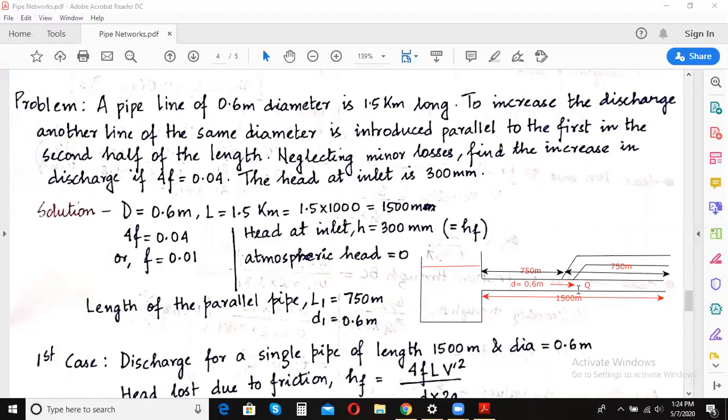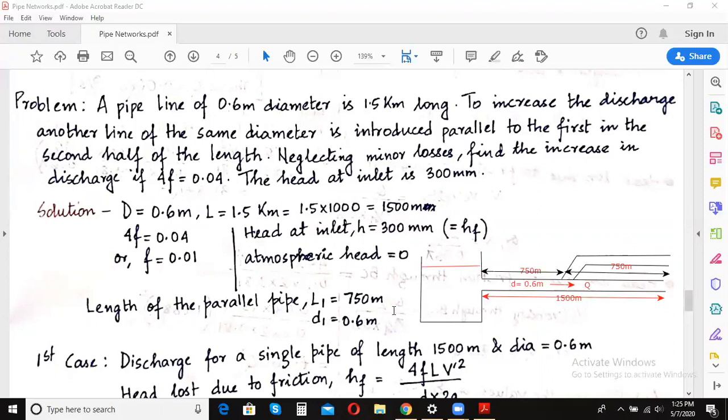For the first arrangement, this parallel pipe is not there. For the second arrangement, in order to increase the discharge, what happens? Another pipe has been connected parallelly. The length of the pipe is 750 meters, the diameter is 0.6 meters. Now let's see what we have to calculate. Neglecting the minor losses, find the increase in discharge if 4f is equal to 0.04.